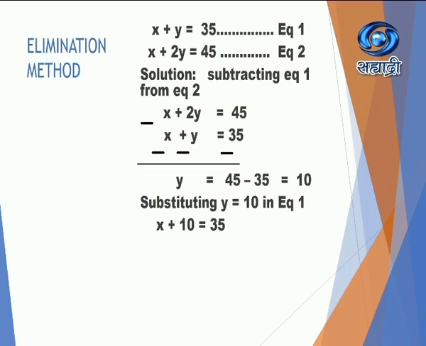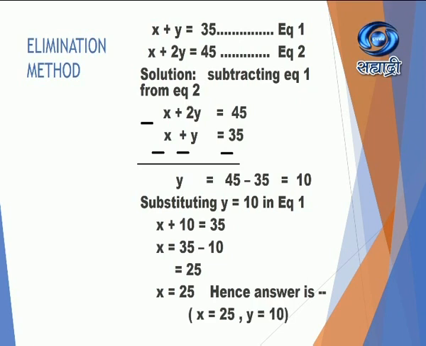Now we can substitute this y value in any of the equations. I have chosen equation 1 for that. That is x + 10 = 35. So here we get the x value as 25. This is how we have solved the equations x + y = 35 and x + 2y = 45, and for that, we get the values of x and y as x = 25 and y = 10. This method we have already studied in standard 9th.